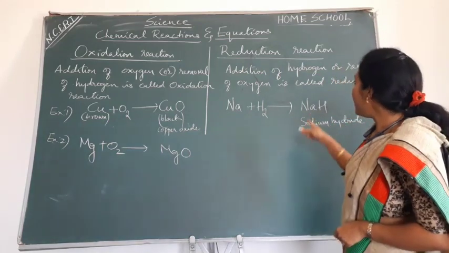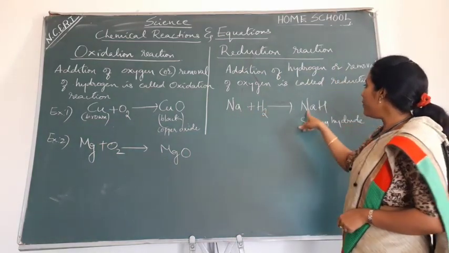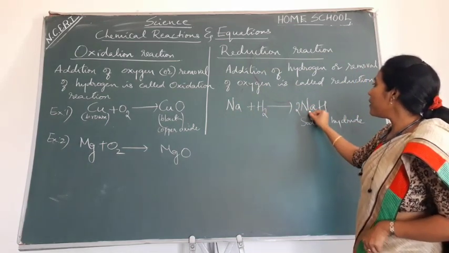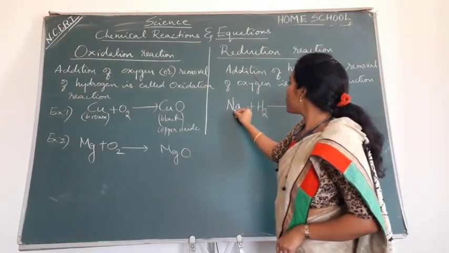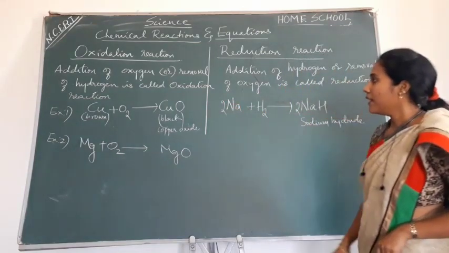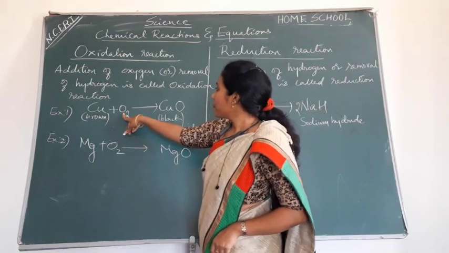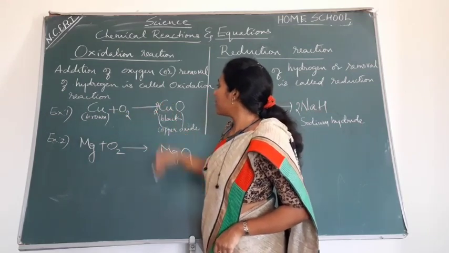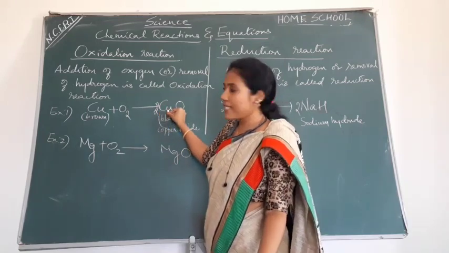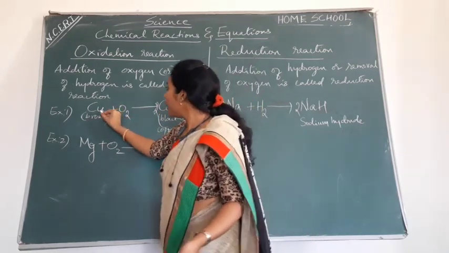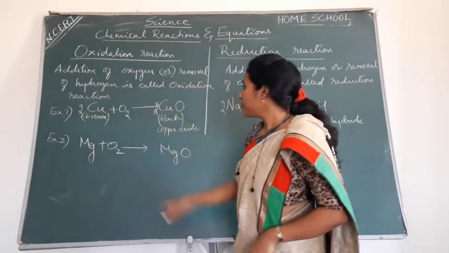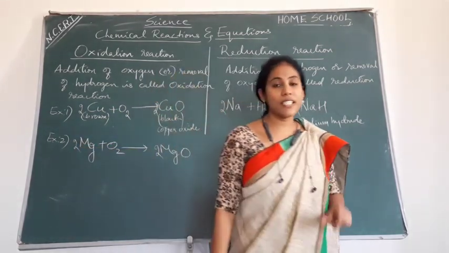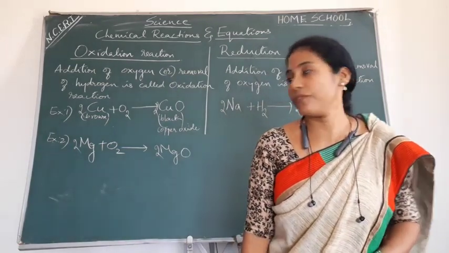Fine. And how do you balance this? 1 Na, 2 hydrogens, no? So you will put 2. Now this 2 belongs to sodium also. So sodium is only 1 here, you are putting 2 there. And how do you balance here? Copper 1, okay. Oxygen 2, here only 1, so you put 2. Now copper has become 2 on this side. This side you have only 1, so you put 2. Mg, similarly. The balanced equations are compulsory to mention. Fine.